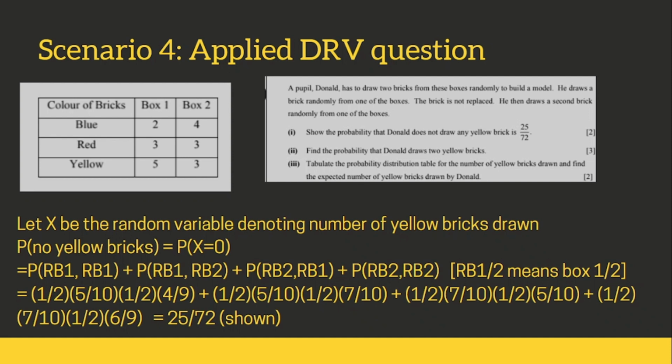In terms of finding each probability specifically, for example, the probability of a red or blue from box 1 and then another red or blue from box 1 is going to be half, because there's a probability of half whether you take box 1 or box 2. After that, you do 5 over 10, because 2 plus 3 red and blue bricks is 5. Then you draw one. That means one less red or blue brick and one less brick in the box in total. So 4 over 9. Do the same for the other three scenarios also. That's how we get the probability that he does not draw any yellow brick is 25 over 72.